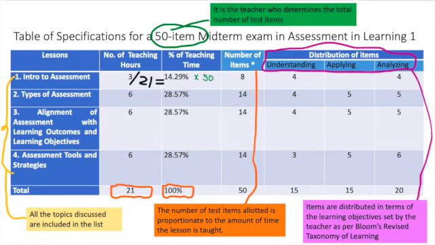14 items are also allotted for lesson 3, and I decided to have 4 items for understanding, 5 for applying, and another 5 for analyzing. For lesson 4, which has 14 items also, I decided that 3 shall be for understanding, 5 for applying, and 6 for analyzing. In total, there are 15 items allotted for understanding, 15 for applying, and 20 for analyzing.